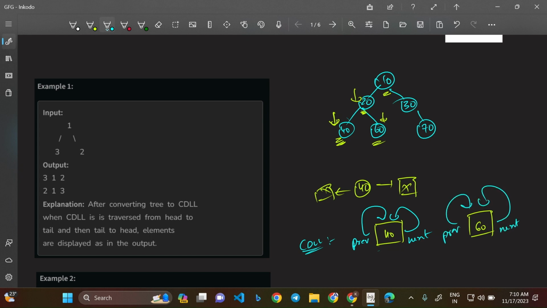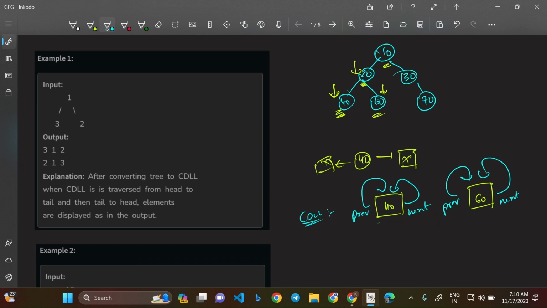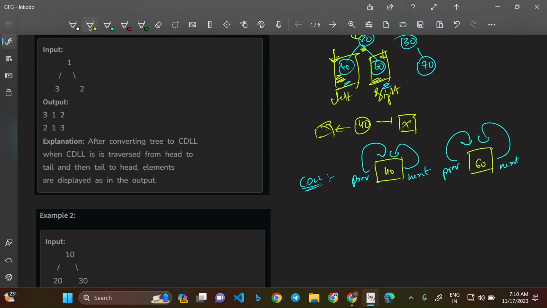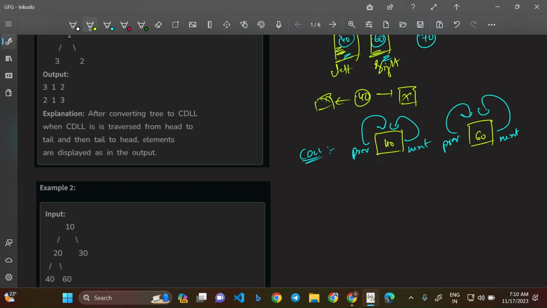Now when you come to 20, 20 has both its left and right. After finishing these two calls, I'll be getting back to 20. Now I find a CDLL in my left, and I find a CDLL in my right. So how am I going to connect these two? I have a CDLL like this with 40, so its previous and its next are pointing like this. Now I have 20 that I need to convert into a CDLL, and I have 60, whose left and right are pointing to itself. Now how do I make this into a CDLL?